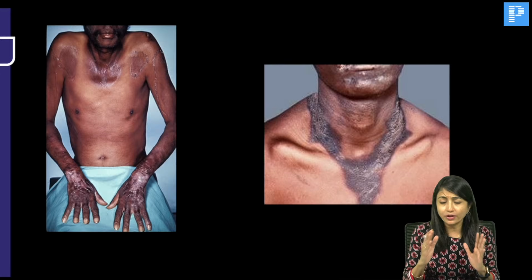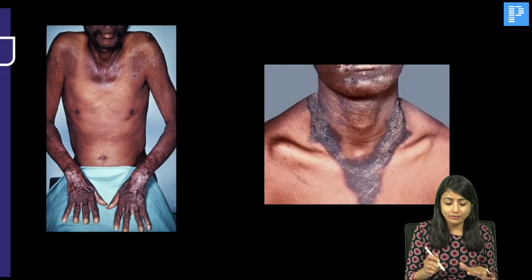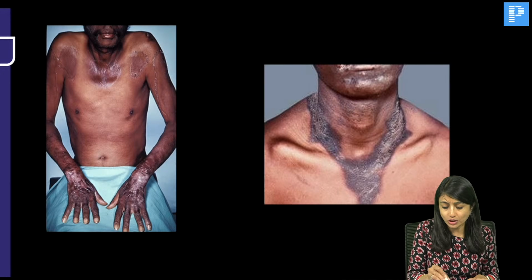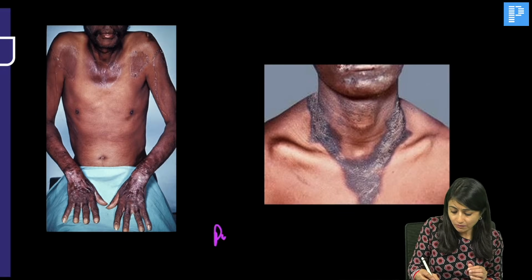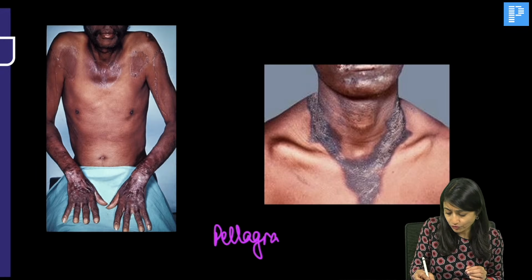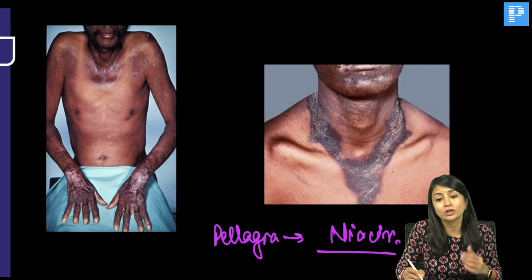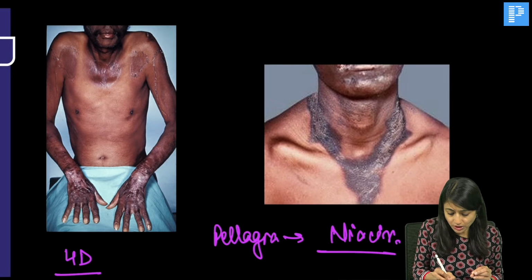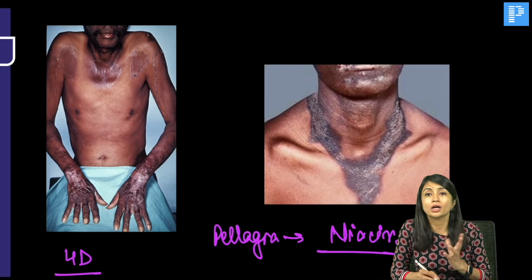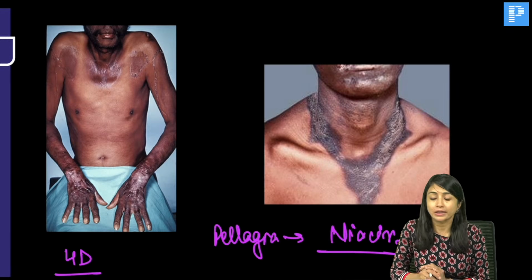Another very common question or image which is given to you, you have eczematous lesions on photoexposed parts, you have Casal's neck appearance. This is seen with pellagra, which happens because of deficiency of niacin or nicotinamide or niacinamide, right? And it is associated with 4Ds, dermatitis, diarrhea, dementia, and eventually death if not treated. Clear?